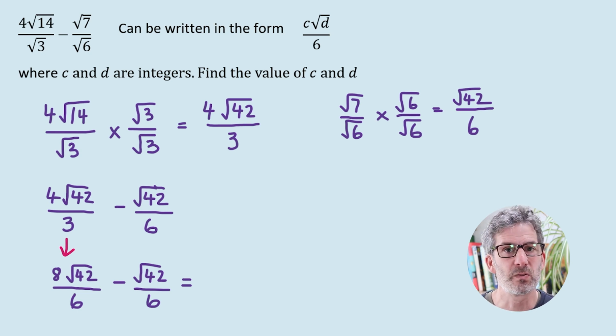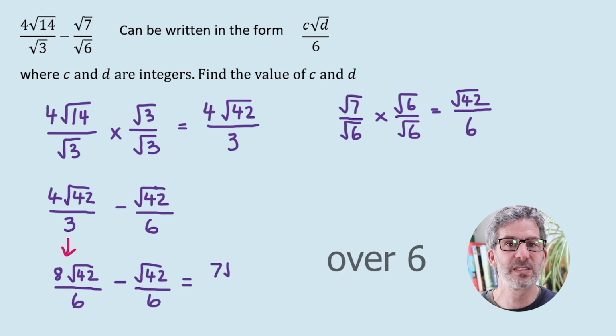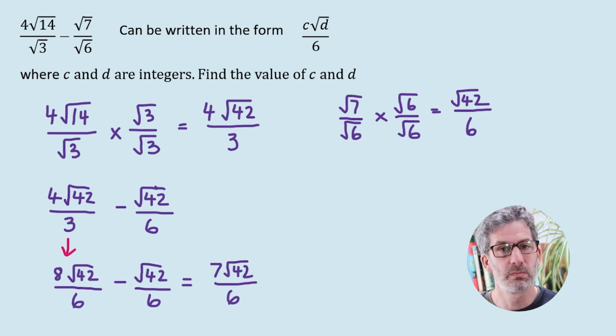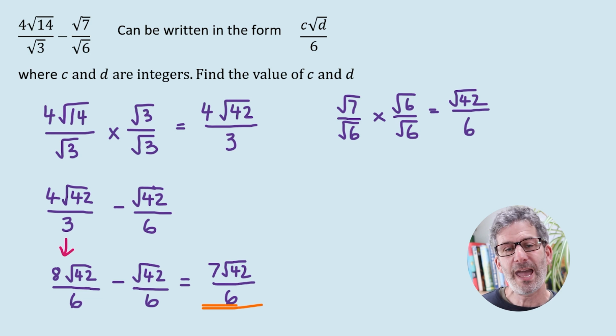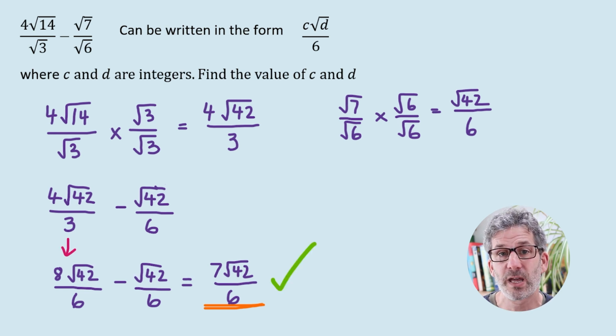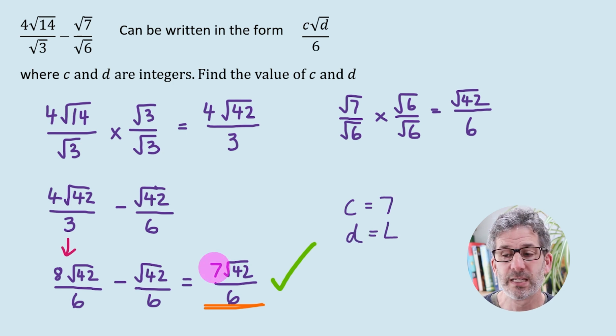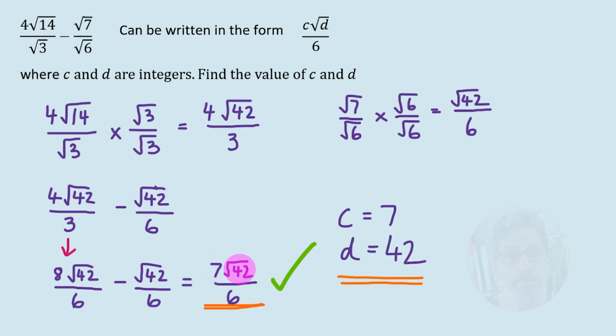8 lots of root 42, take away 1 lot of root 42, in other words. So that gives us 7 root 42 over 6. So our answer is actually already written in the format the examiner wanted. So we were asked to find the values of c and d. So c will be 7 and d will be 42.